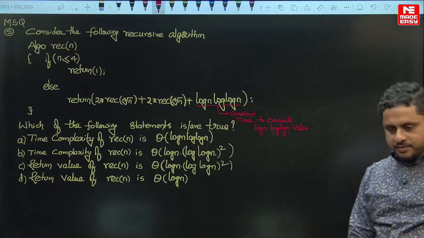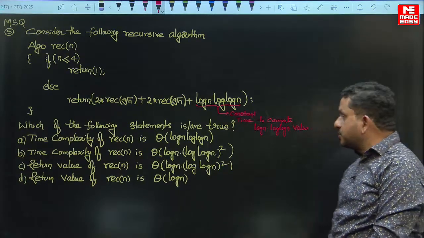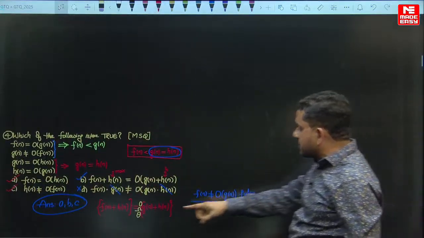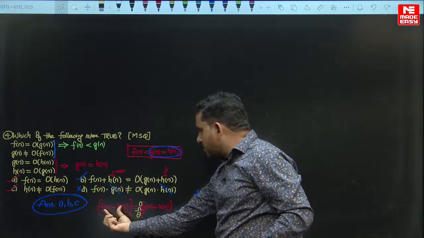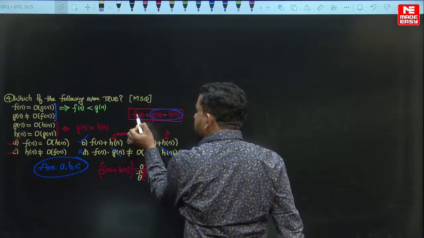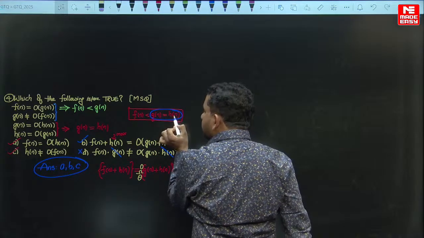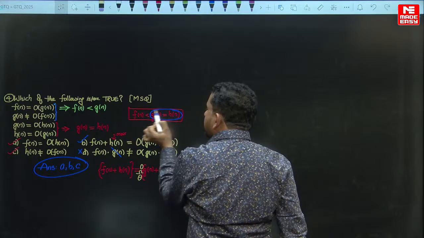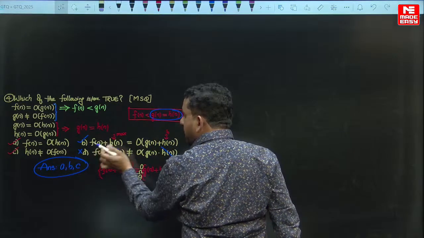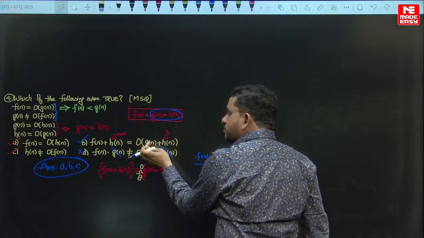Swaroop is asking a doubt on the previous question: how does the maximum come for these two summations, f plus h? h of n is the maximum because f of n is asymptotically less than h of n. So when f and h are added, the asymptotically bigger value is h of n only. In this summation also h of n is the maximum, and of course both are equal.